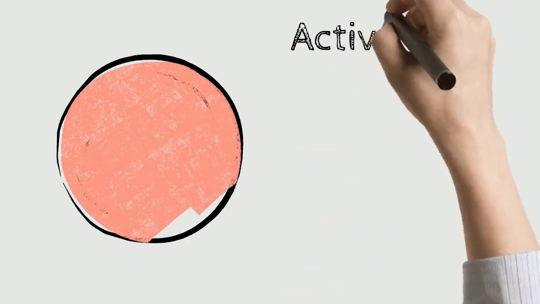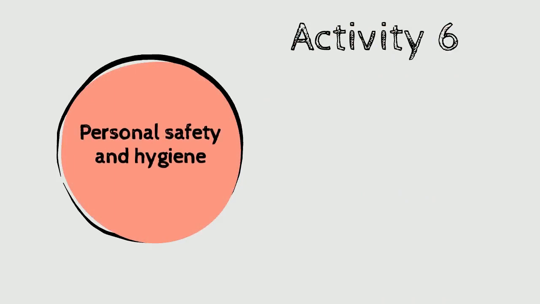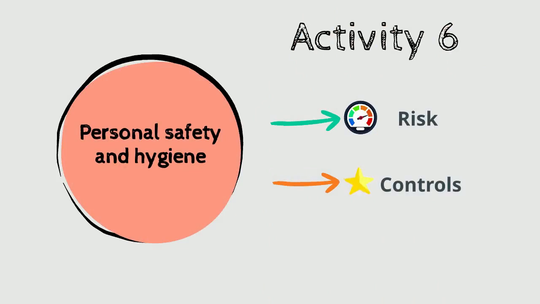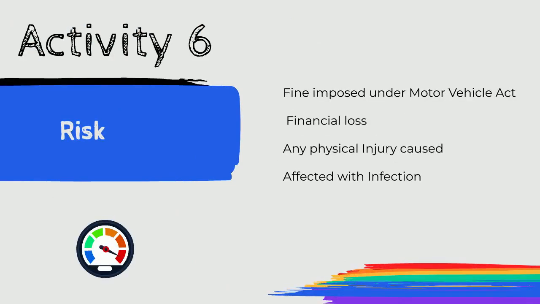The sixth activity is based on personal safety and hygiene. Let us find out what are the risk and control factors involved under this activity. The risk factors involved under this activity are fine imposed under Motor Vehicle Act, financial loss, any physical injury caused, or affected with infection.